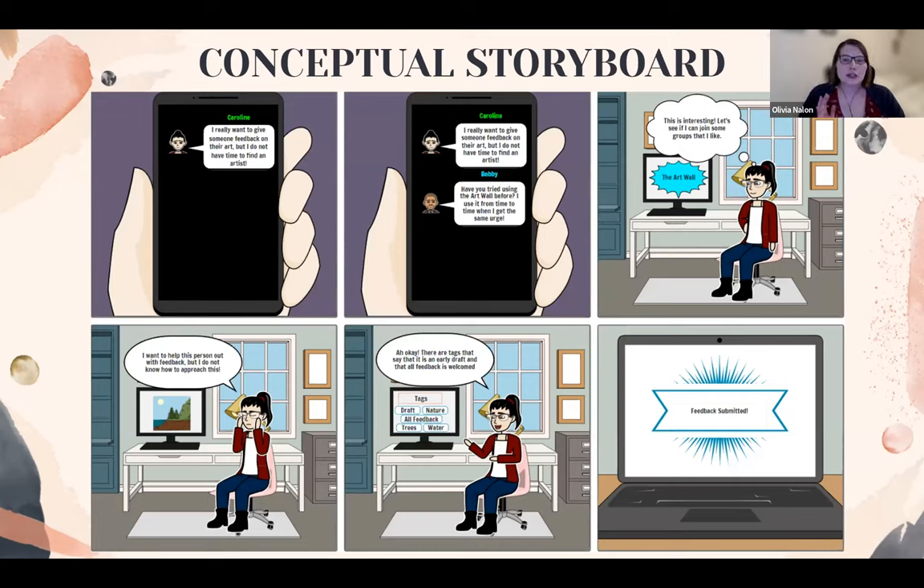The first storyboard has to do with Caroline. She is our career artist, so she's all about giving feedback. In this scenario, she's trying to find a place to give feedback, but she's not really finding anything. But she hears about the art wall and joins it, and she finds a post she can help with. She is thrilled to discover that they have the markup and the tags that show specifically what that person wants feedback on, so she can give them the type of feedback they're looking for.